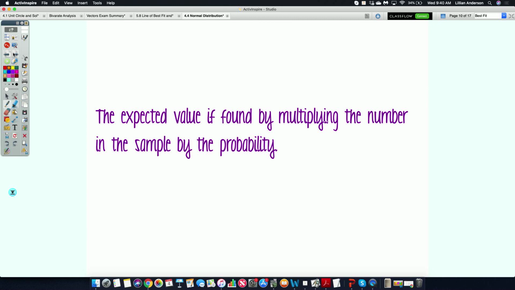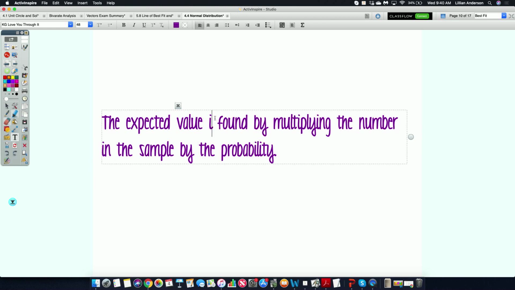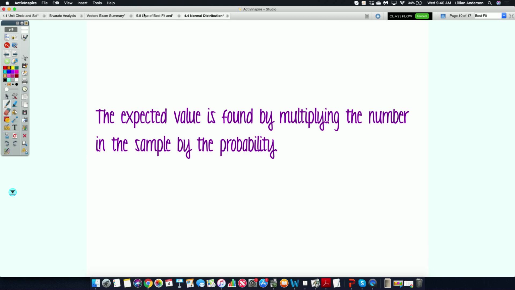Now, the expected value is something that you may be asked to find, okay? It is found by multiplying the number in the sample by the probability, okay? So, expected value. If I shoot free throws in basketball and I'm a 75% free throw shooter and I shoot 100 free throws, I'm expected to make how many of them? You've got a 75% chance, 100 shots. 75. I'm expected to make 75.